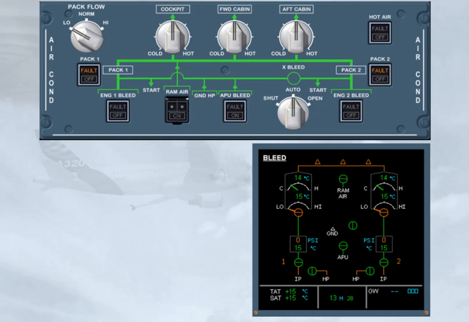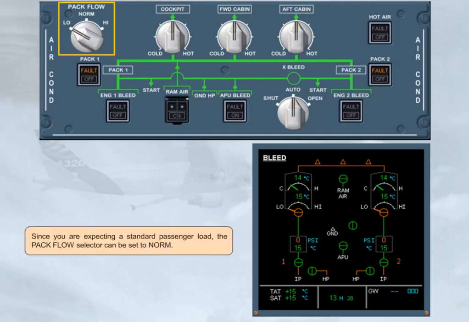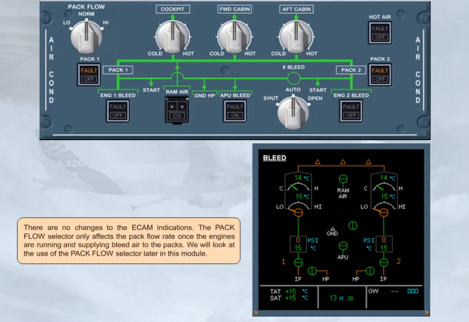Since you are expecting a standard passenger load, the PAC flow selector can be set to normal. There are no changes to the ECAM indications. The PAC flow selector only affects the PAC flow rate once the engines are running and supplying bleed air to the PACs. We will look at the use of the PAC flow selector later in this module.